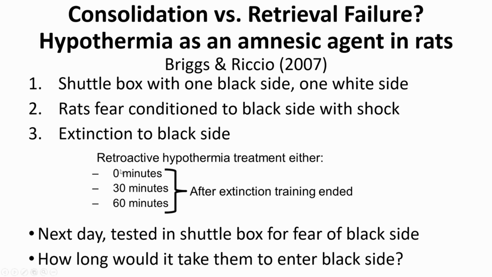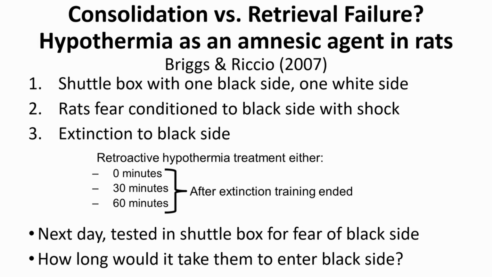And so these 3 different groups: one group, the hypothermia was induced immediately, 0 minutes after the extinction training. One group was done after 30 minutes, and one group was done 60 minutes later. The rats were then allowed to return to their normal body temperature, and the next day they were brought into the shuttle box and tested for their fear of the black side to see if they had a memory, if they recalled that extinction process, or if they still behaved as though they hadn't experienced extinction.